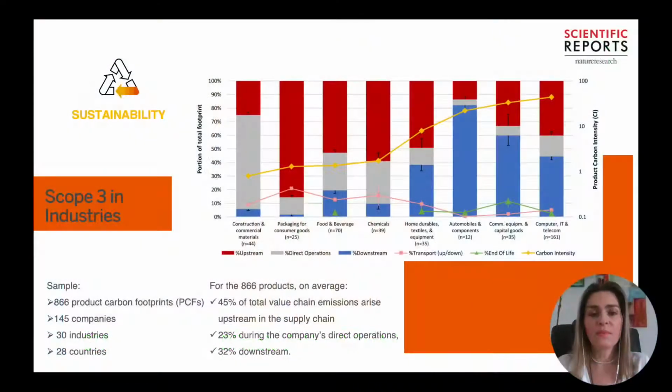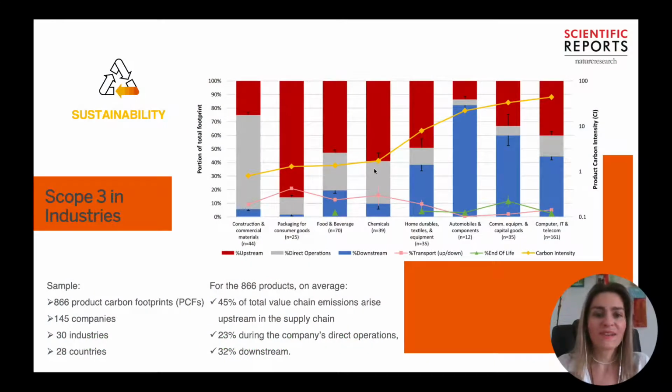So in red, we can see all the emissions that come from upstream, in blue from downstream, and in gray from direct operations. We can see that packaging for consumer goods has more emissions in the upstream area, while automobiles and components have more emissions in downstream, and construction has more emissions in direct operations. So we can see that scope 3 emissions are different per industry and per sector.